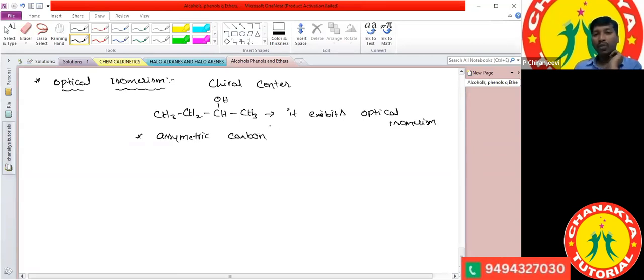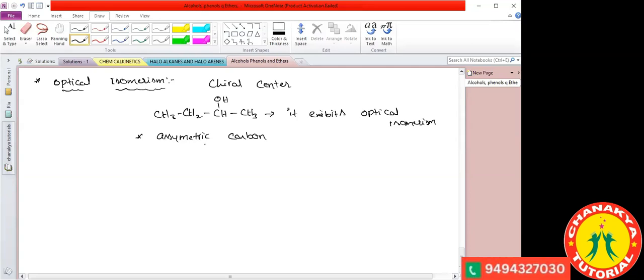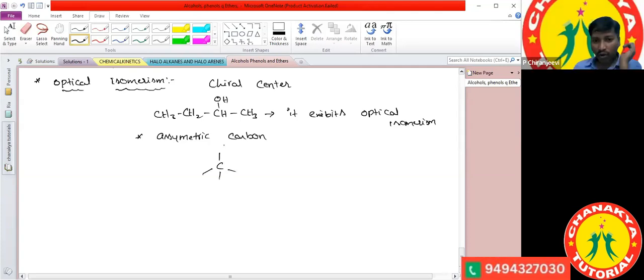First of all, what is meant by chiral or asymmetric? Symmetry is when you cut something in half and both halves are equal or the same. Simply, the carbon which is attached to four different atoms or groups of atoms is called a chiral carbon.